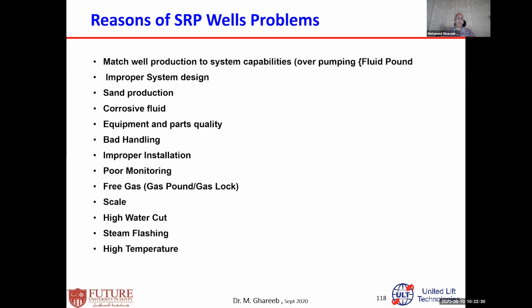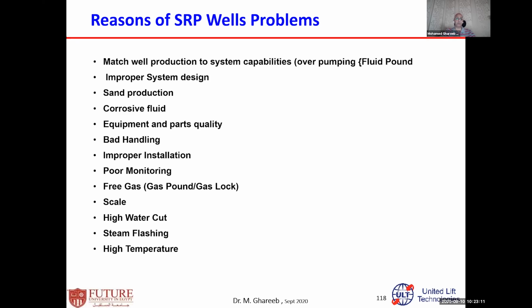One of them goes back to you as a designer engineer, an operation engineer, or a running engineer: you have not matched production well with system capability. Some people say, I need more production, then start to increase the pumping unit speed, stroke length, and downhole pump size. He thought he would get more production. No, maybe he gets low production, running the system with high failures and very high downtime. So to run your system in good condition, you need to match production well with the system capabilities.